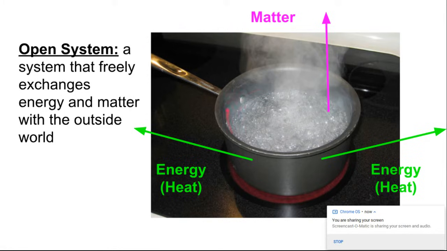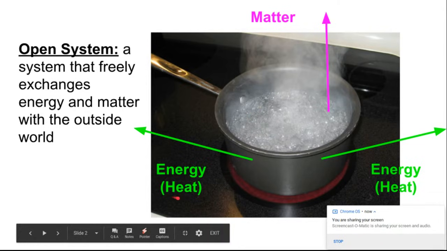Now, if I wanted to keep the level of water up in the pot, could I put more water in? Yep, there's no cover. There's nothing stopping me from putting water in there. So I can add matter to the system. Matter can be added and matter can be taken away. Okay. Same thing with energy or heat. Heat and energy are the same thing.